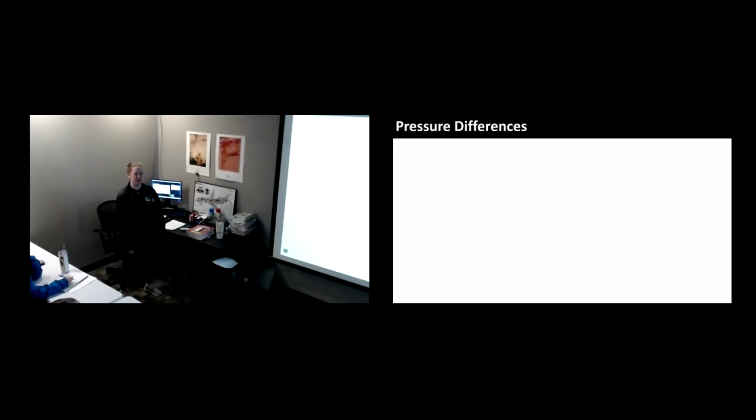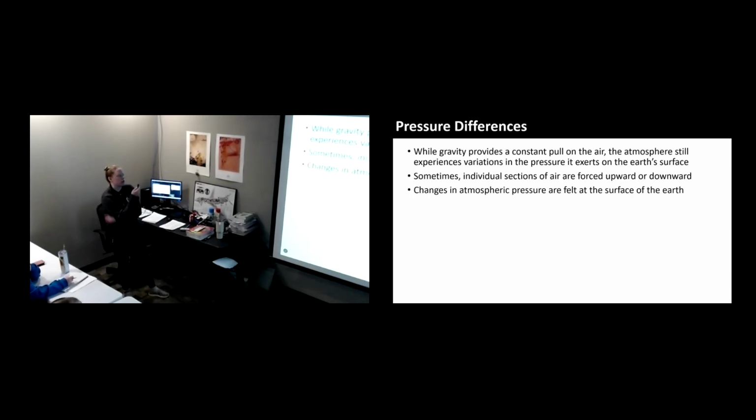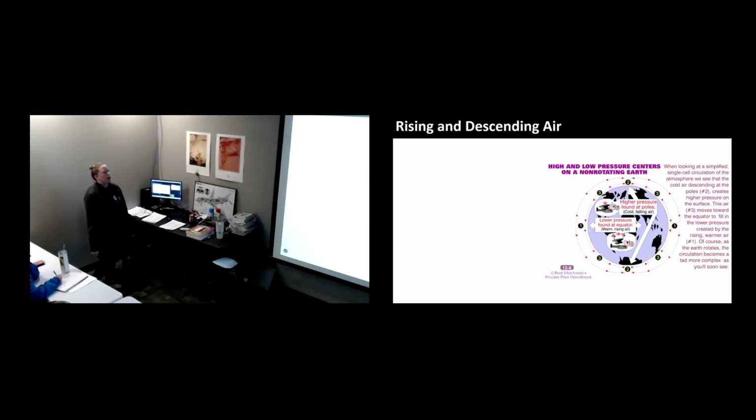Remember, I told you last time that temperature has to do with everything that has to do with weather? I lied. It's also pressure, okay? So while gravity provides a constant pull on the air, the atmosphere still is having variations because it's still trying to neutralize temperature and pressures. Sometimes they are forced upward or downward. Does anyone know which way a high pressure system moves, up or down? Well, I think you know. A high pressure system moves up? Yeah. And I'll show you the rule of thumb here in a second.